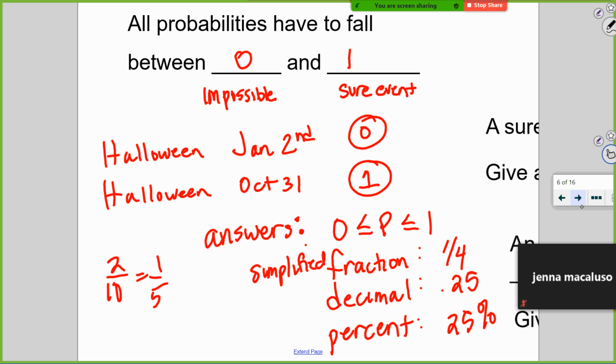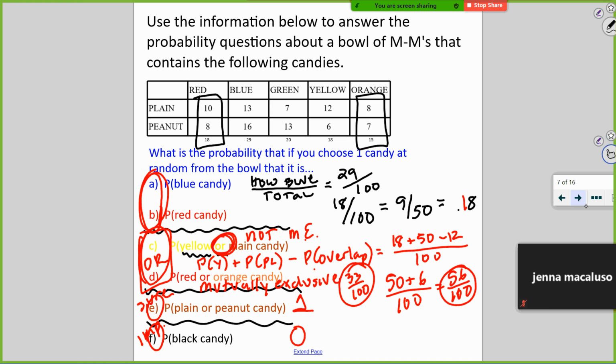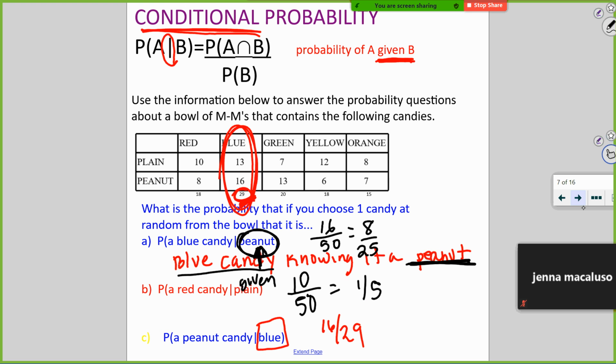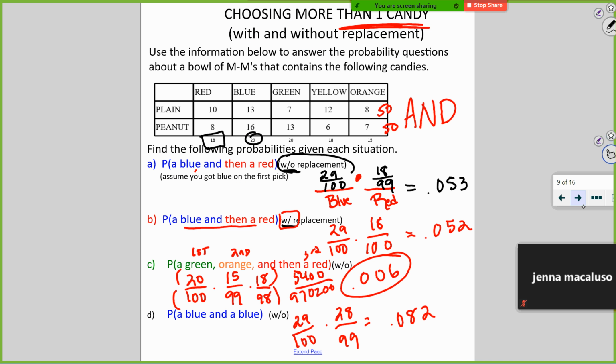All of our probabilities can be a fraction, a decimal, or a percent. I don't care which way you answer it. They all have to fall between 0 and 1. And then we did all the different types. A and B were your basic. C and D, you don't want that overlap, right? And then one more, conditional, so that's when the denominator gets reduced. And then our last type is when we're picking more than 1. Okay?